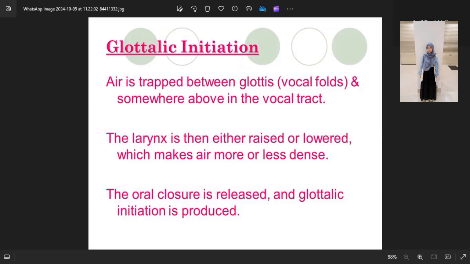Here, an upward movement of the glottis that is closed will push air out of the mouth. This is opposed to a downward movement of the glottis that is closed, which will ultimately result in the suction of air into the mouth.